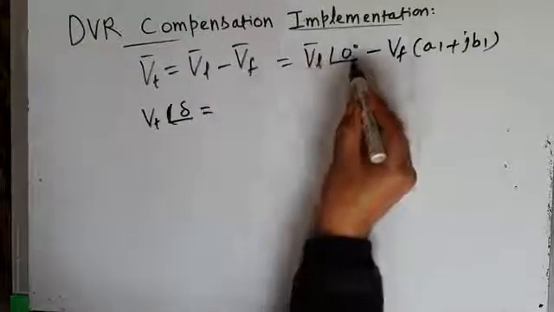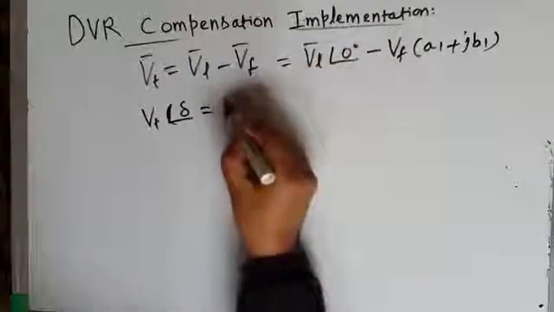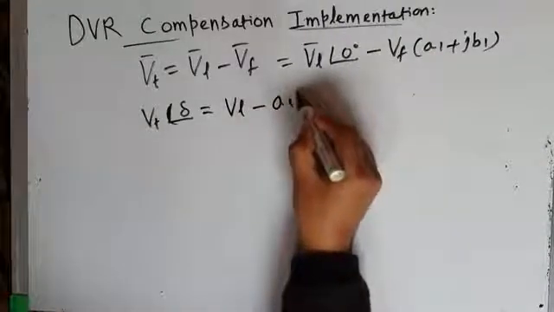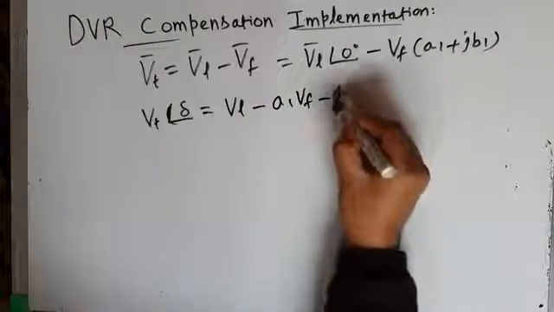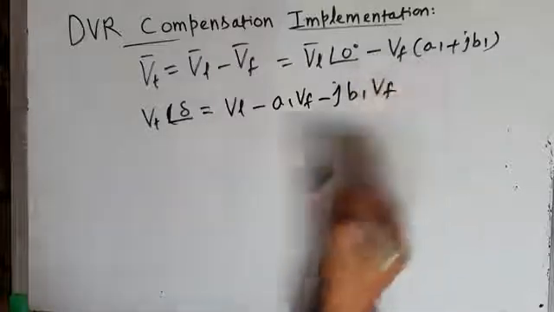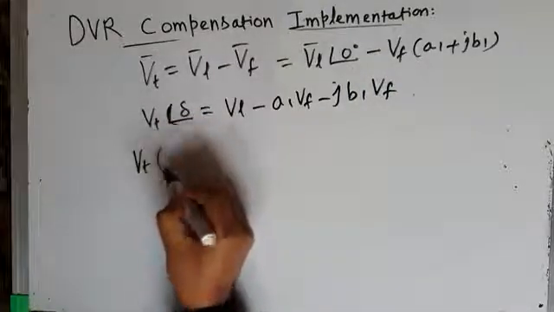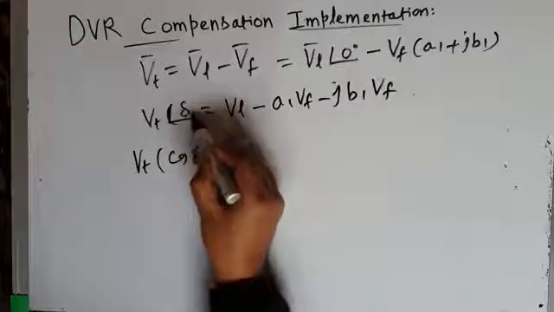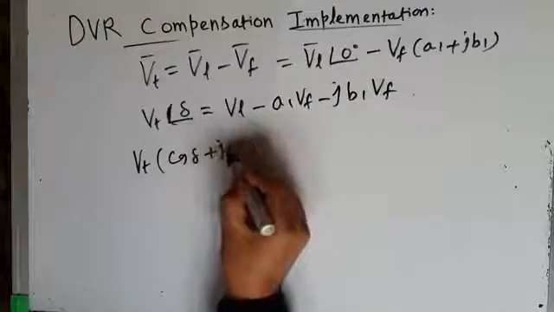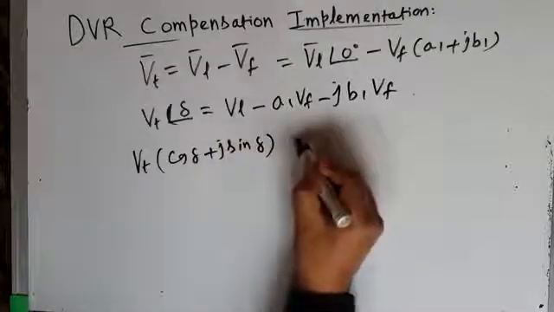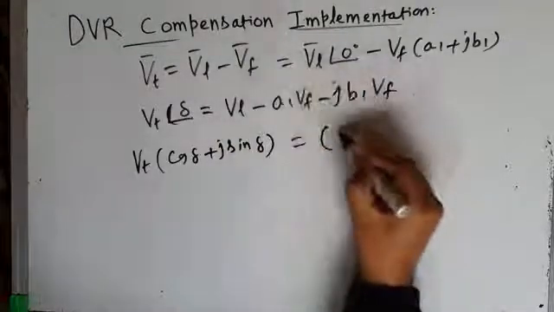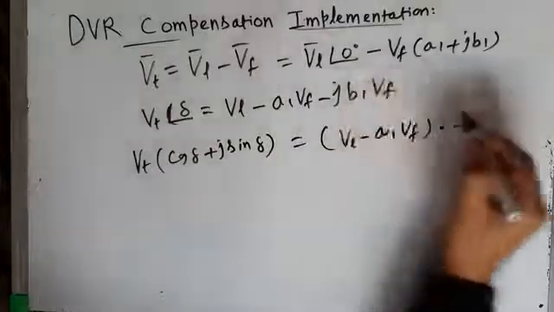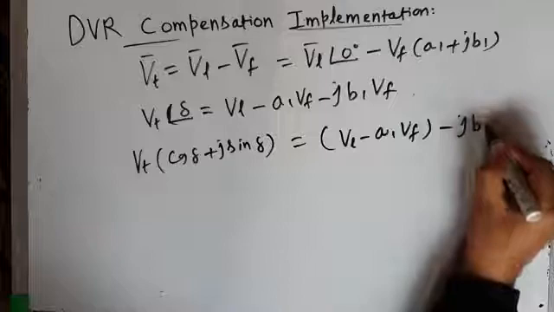That is equal to VL at an angle of 0 degrees, which means VL itself, minus A1 VF minus jB1 VF. Now what is this? This is VT. What does angle delta mean? It means VT cos delta plus j sine delta is equal to, let me take the real parts here, VL minus A1 VF, minus the reactive part, which is minus jB1 into VF.